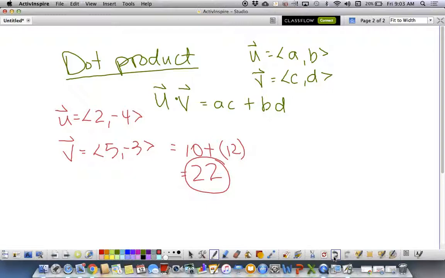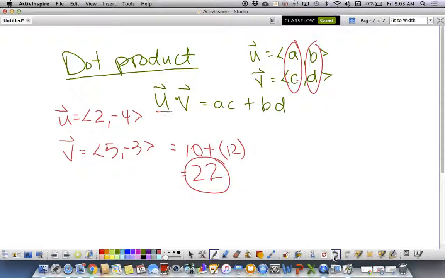Does that make sense? You're multiplying your x values, 2 times 5, or your A and your C, and your B and your D, 4 and 3, or -4 and -3. So the other side is just telling me what you're doing. Oh wait, those aren't variables because we already have the A and the B.